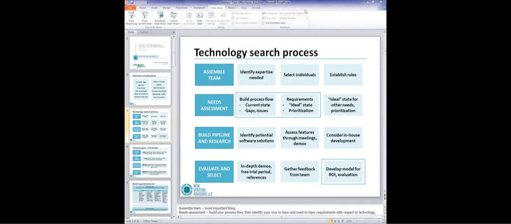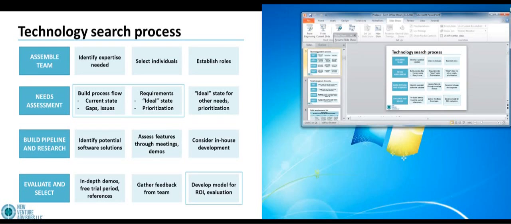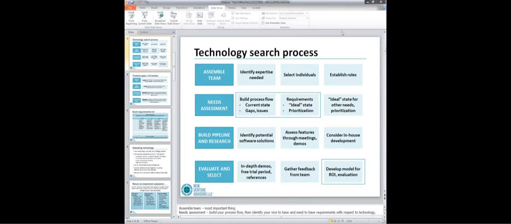In those scenarios, if it's really easy to deploy, then a free trial period makes a lot of sense. If it's not so easy to deploy, then that might not make sense, and you'll want to do much more in-depth demos and maybe referrals, talking to other customers that have used their software and things like that. So I wanted to recognize that a free trial period isn't always a viable option.